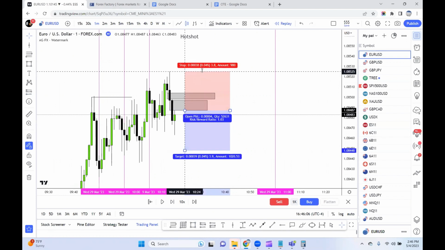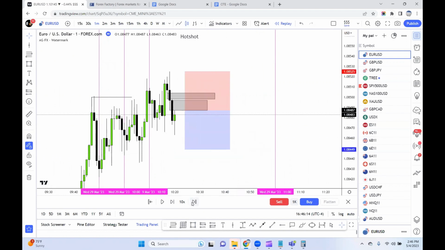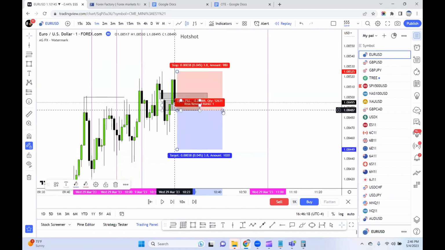Again, I'm not taking this one. This one's not going to be added to the profits in the end because it's not within the window. But let's just see what would have happened. It got tapped in and it got stopped out.